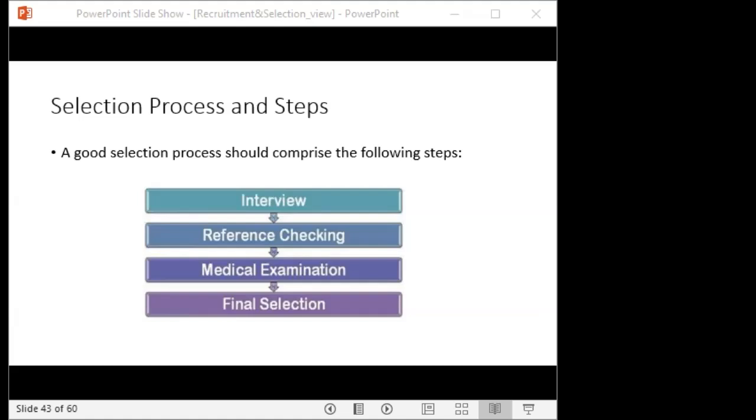And please write down the four steps as you can see on the slide. Starting from interview, reference checking, medical checking or medical examination, and the final selection.